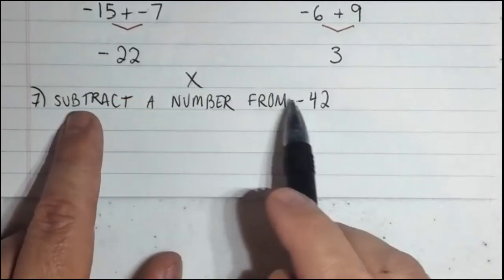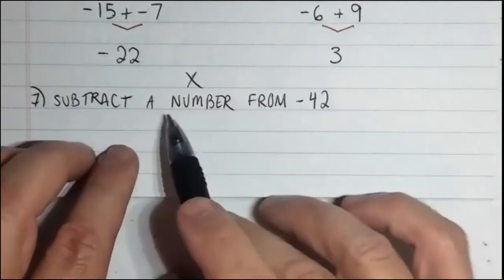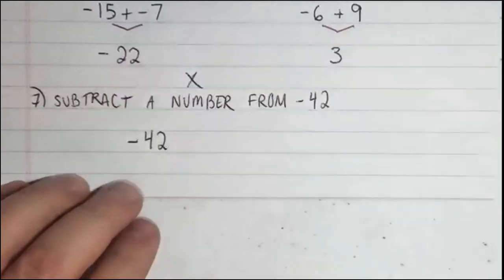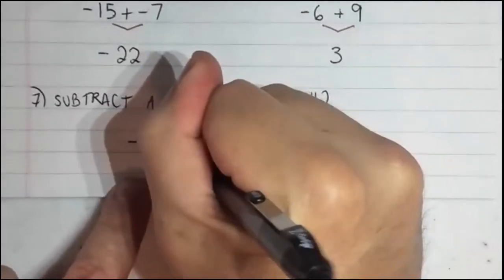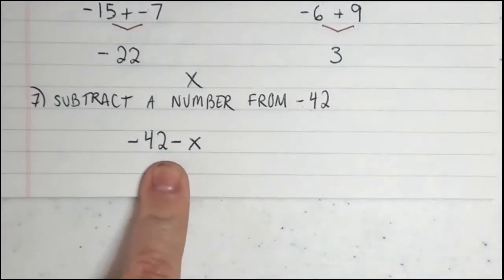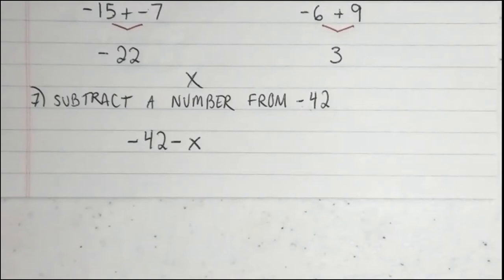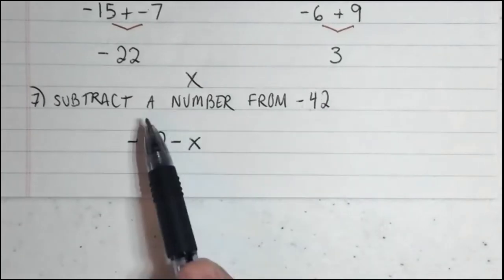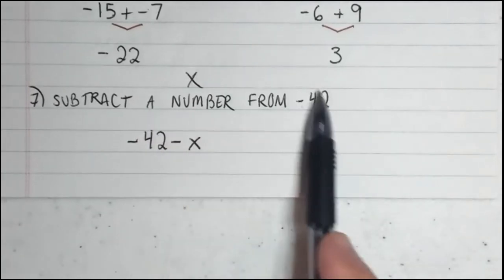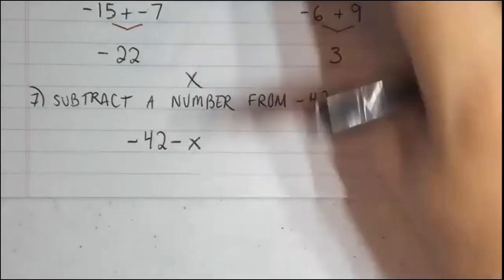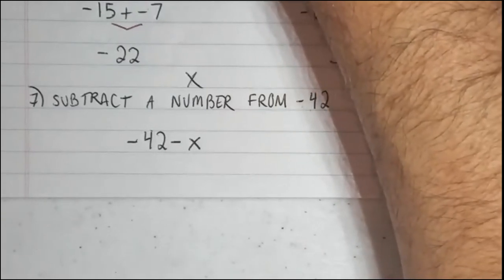But this is not x minus 42. Again, you're subtracting a number from negative 42. So in other words, you are starting with negative 42, and then you're subtracting a number from it. So that is negative 42 minus x. Careful on that. The most common wrong answer is x minus 42 or x minus a negative 42. Remember, you're subtracting a number from. So you're starting with that negative 42 and you're subtracting a number from it. We've got a couple more examples.